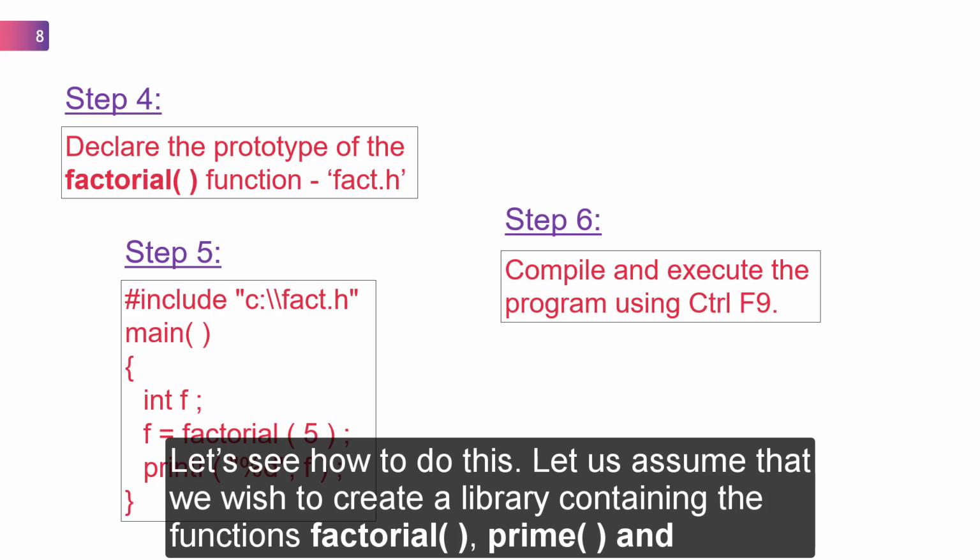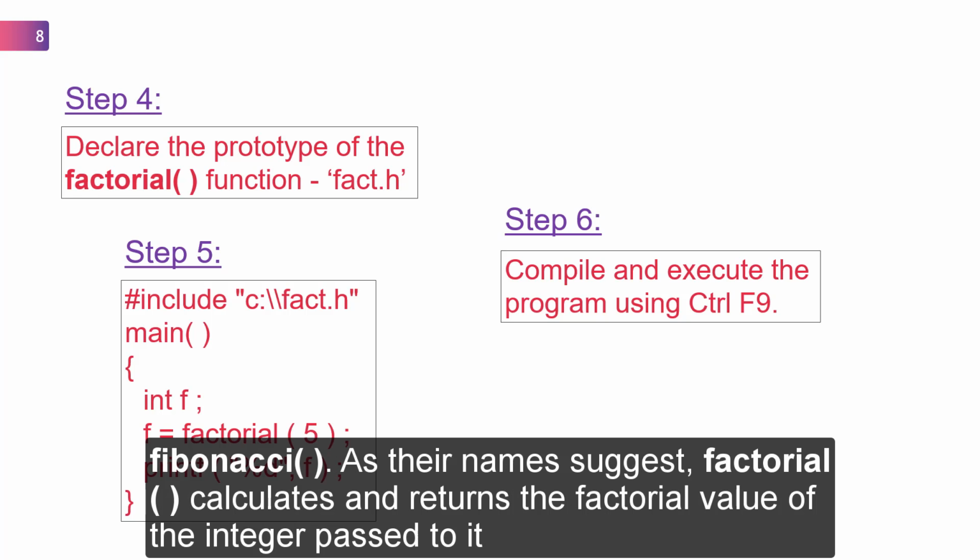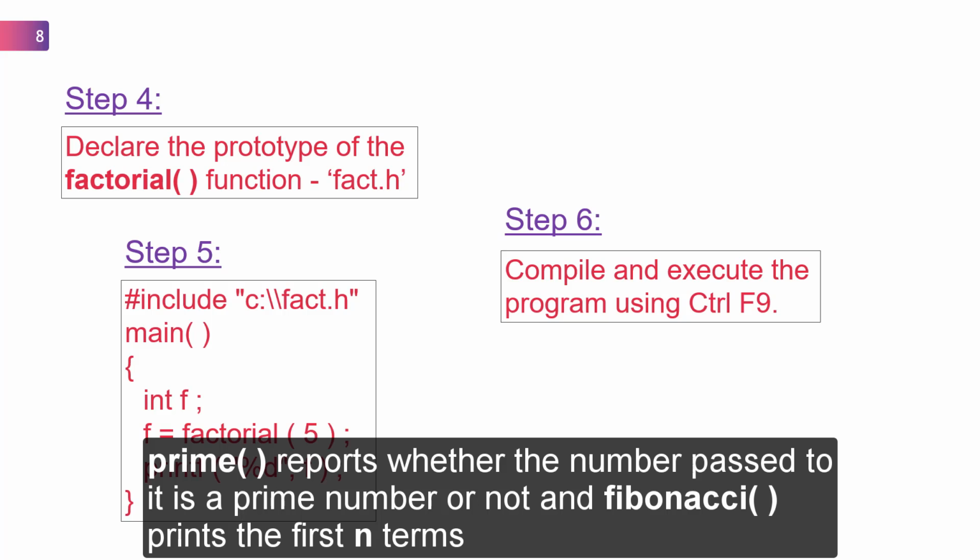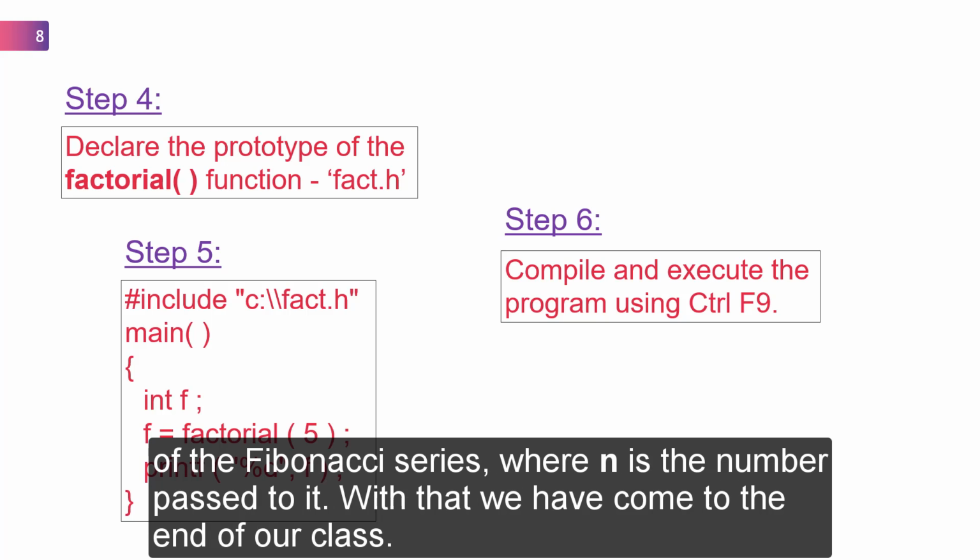Let us assume that we wish to create a library containing the functions factorial, prime, and Fibonacci. As their name suggests, factorial calculates and returns the factorial value of the integer passed to it. Prime reports whether the number passed to it is a prime number or not. And Fibonacci prints the first n terms of the Fibonacci series, where n is the number passed to it.